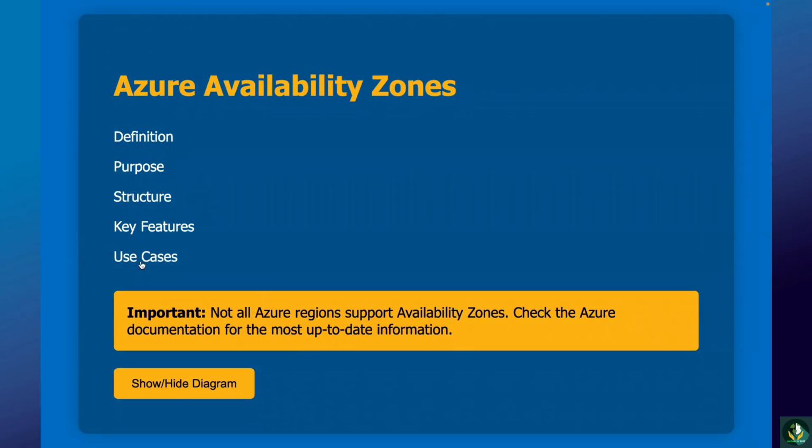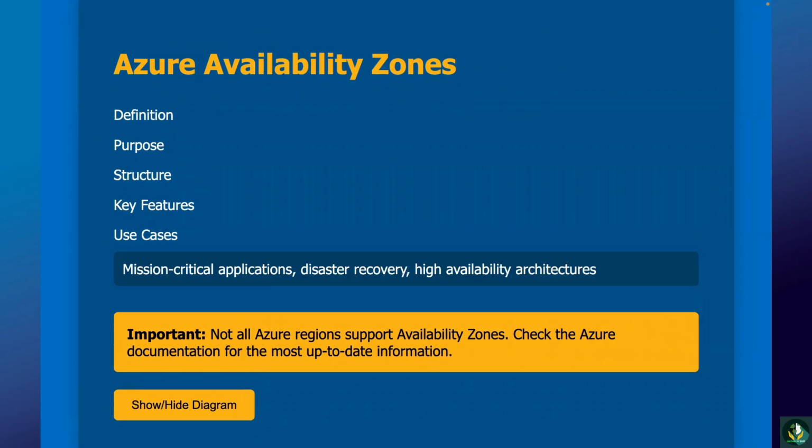Now let's take a look at some use cases of availability zones. For example, you can use availability zones for mission-critical applications. Applications that require high uptime and minimal downtime can benefit from being distributed across availability zones. Also, use cases for disaster recovery. By replicating resources across zones, you can quickly recover from disasters affecting a single data center. And of course, high availability. Zones allow for the design of highly available architectures that can withstand various failure scenarios.